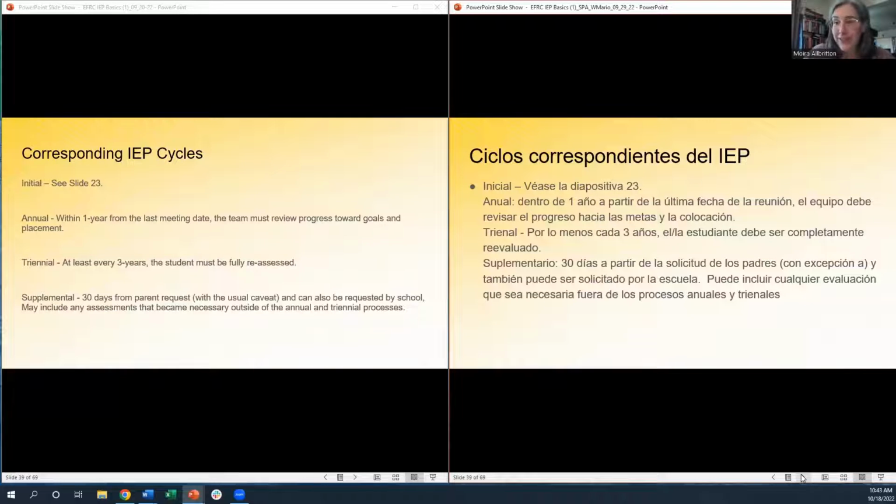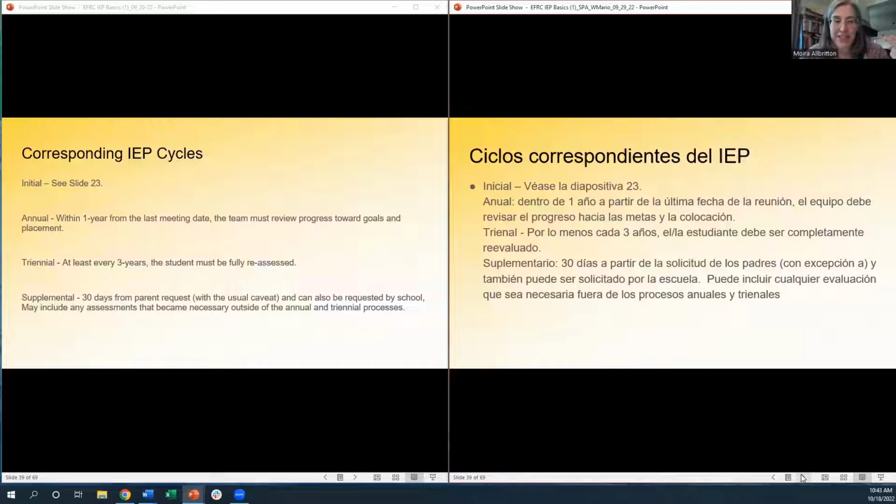Every 3 years from the date of the first initial, within 3 years, the student must be fully reassessed and the team must consider whether the student remains eligible. Again, those same 3 questions that we just talked about exhaustively will be reviewed. Does the student meet 1 or more categories?